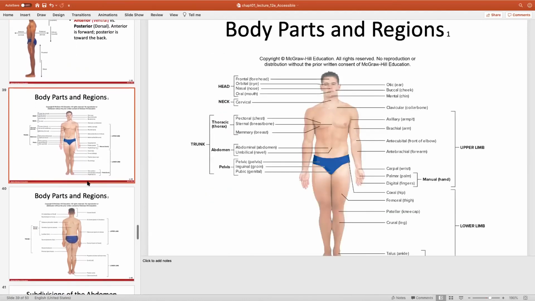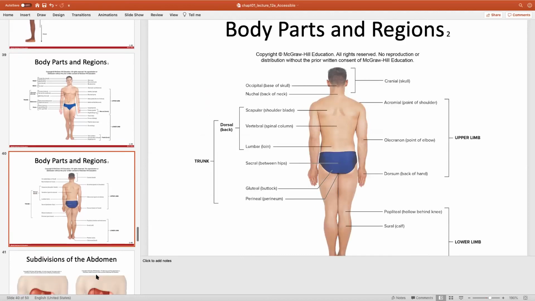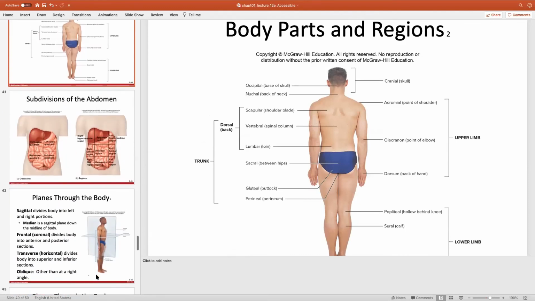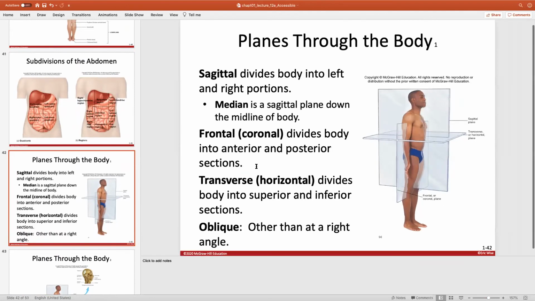In terms of body parts, we'll go through these as we go through the different body parts when we talk about the muscles and the bones. The last thing I'll go through is the planes through our body. Now, these planes allow us to not literally, but figuratively divide the body.